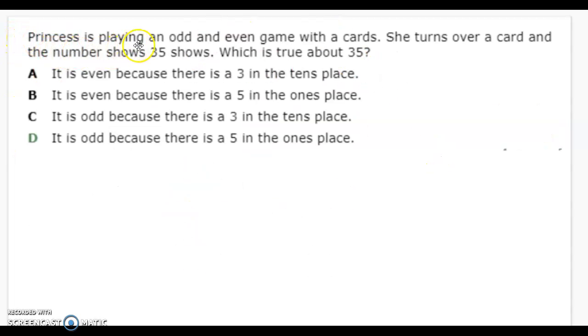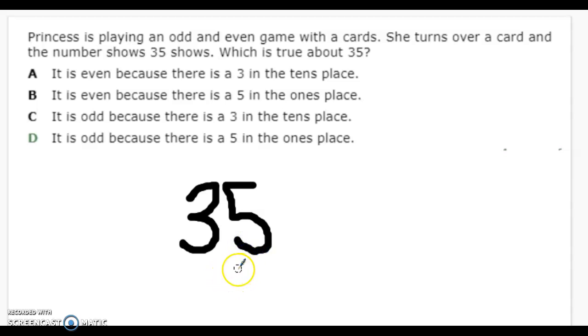So, Princess is playing an odd and even game with cards. She turns over a card and the number shows 35. Which is true about 35? Well, first of all, I know that this is going to be asking about an even number and an odd number. So I'm going to write the number 35 out to the side. And where did I say that we look to determine if a number is even or odd? Good. We look in the ones place.